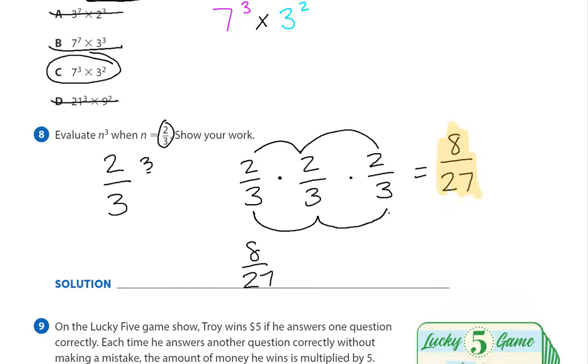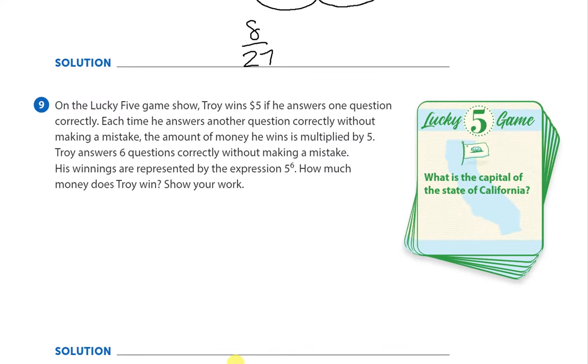Okay, last one together, and then you're on your own. On the Lucky 5 game show, Troy wins $5 if he answers one question correctly. Each time he answers another question correctly without making a mistake, the amount of money he wins is multiplied by 5. Troy answered 6 questions correctly. I'm going to underline these numbers. $5 per question. Each time he gets one correct, that number is multiplied by 5. Troy answers 6 questions correctly without making mistakes, so 6 in a row.